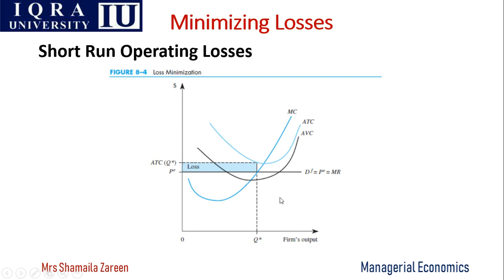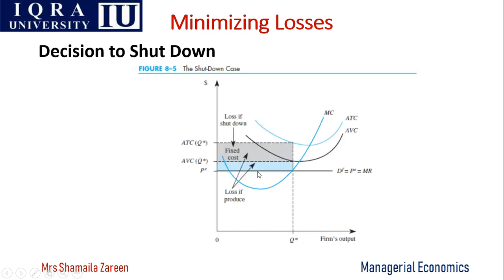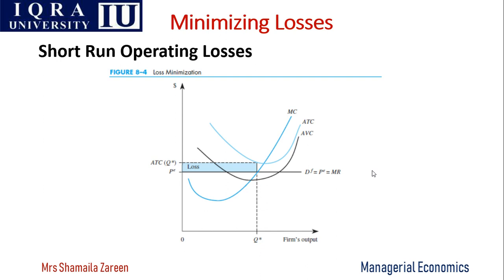So first of all, they have drawn the marginal revenue curve and then they have drawn the marginal cost curve to show the equilibrium condition. Here it is equilibrium. This is actually the operating losses. This is the short run condition of the firm.